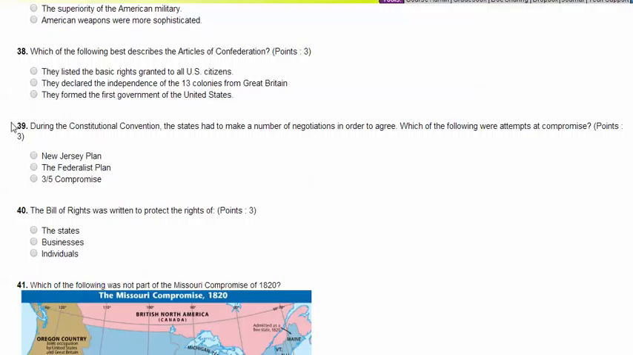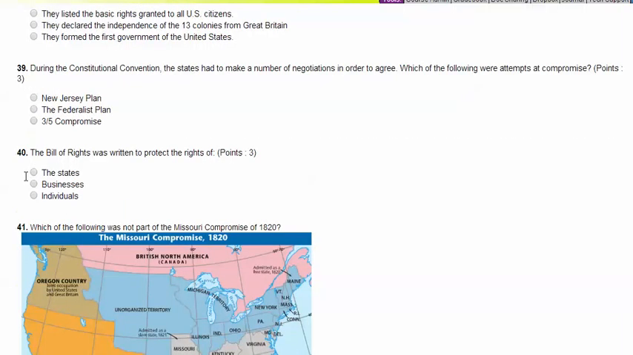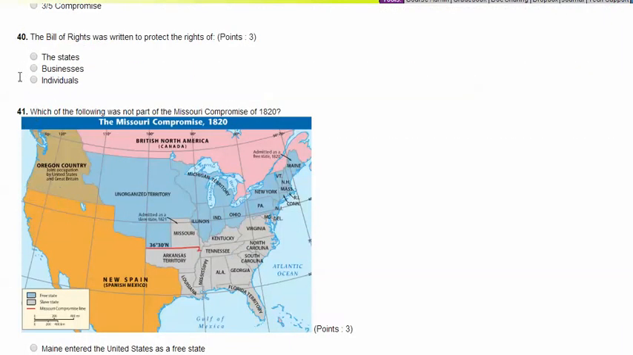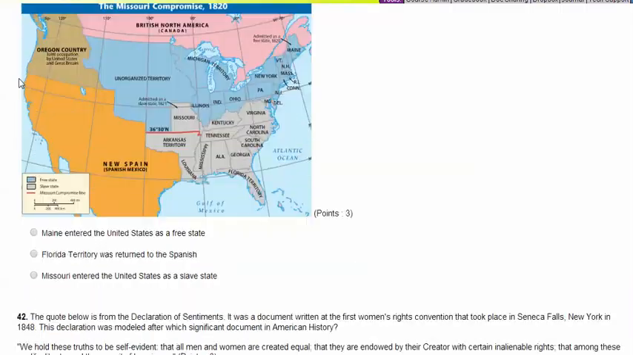39. During the Constitutional Convention, the states had to make a number of negotiations in order to agree. Which of the following were attempts to compromise? The New Jersey Plan, the Federalist Plan, or the Three-Fifths Compromise? Number 40. The Bill of Rights was written to protect the rights of the states, businesses, or individuals. Number 41.